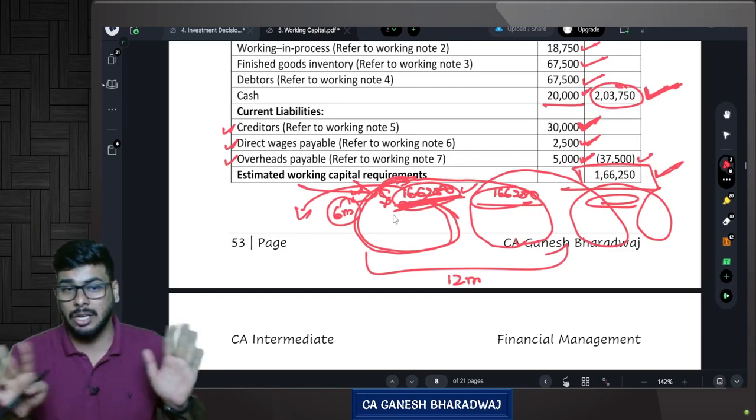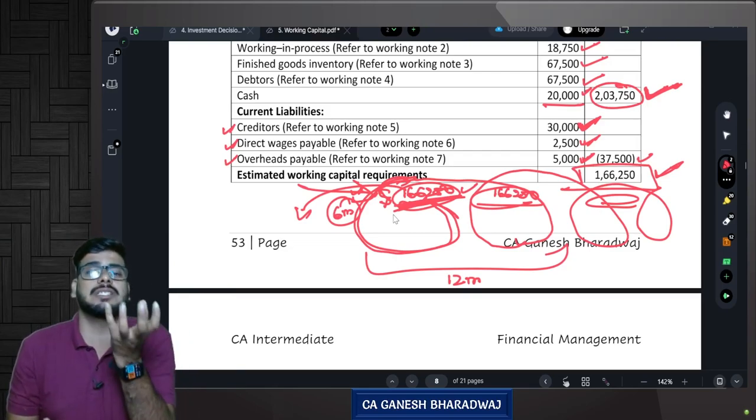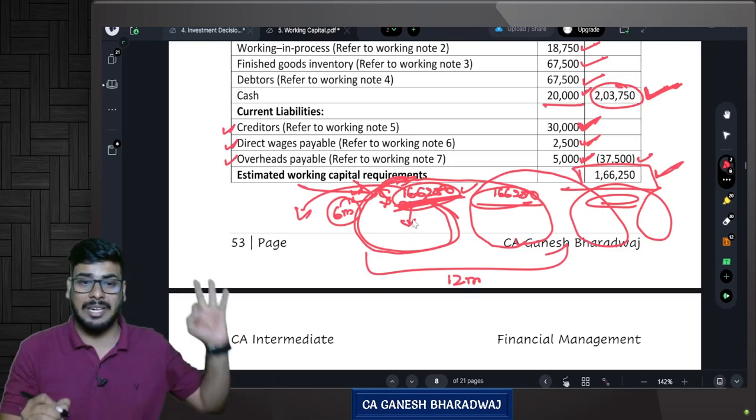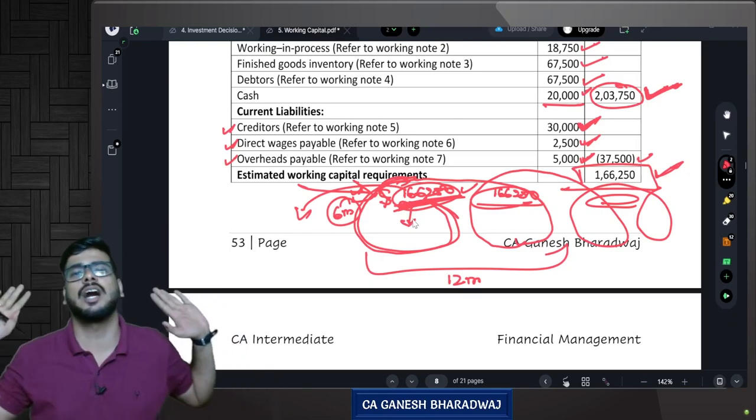We are not calculating the cost. We are taking the annual cost. On that, we are saying in one cycle, how much is the amount that gets blocked. So we are trying to find out how much is the amount of working capital investment required. To that extent, I will have to finance it. Are you clear with this?